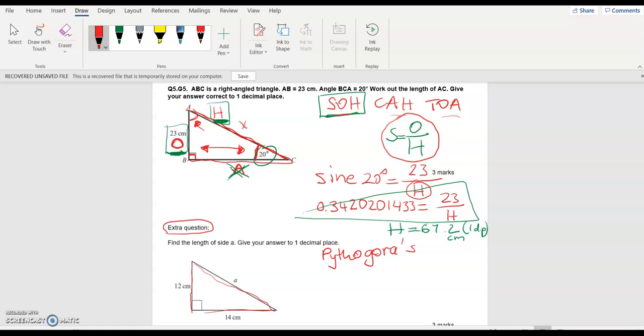So this one is about finding the length of side A, because as we said, Pythagoras is about lengths only, no angles. So we are given this length, which is 12 centimeters. This other one, which is 14 centimeters. And we've got to work out the hypotenuse. So A squared is equal to 12 squared plus 14 squared, because that's what Pythagoras' theorem says. This longer length, which we call the hypotenuse, the square of it is equal to the square of the other two lengths added together, the squares of them two added together.